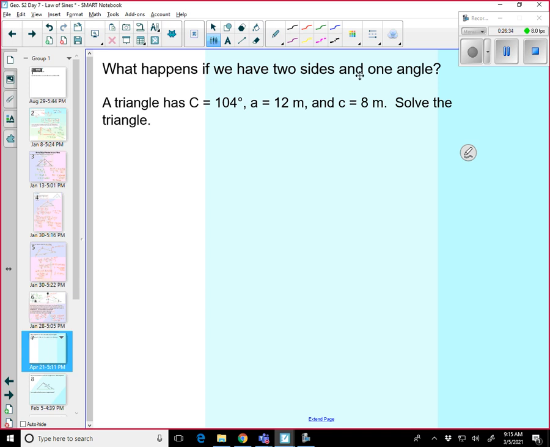What happens if we have two sides at one angle? Let's see this one. Solve the triangle. I'll draw the figure, then I'll give you time to work on this particular triangle. Supposing I have a triangle, C is 104, so let me put this as 104, and opposite to the capital C I have small c. A is located here, I don't have the angle, but opposite to that is 12 meters. They are asking us to solve the triangle. These are the three things given.